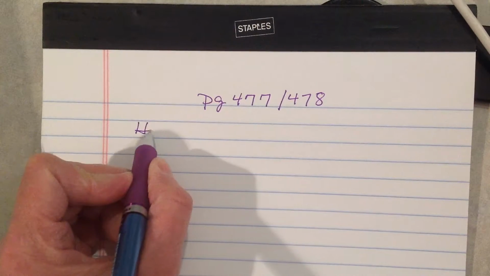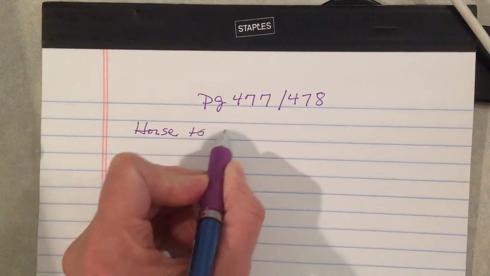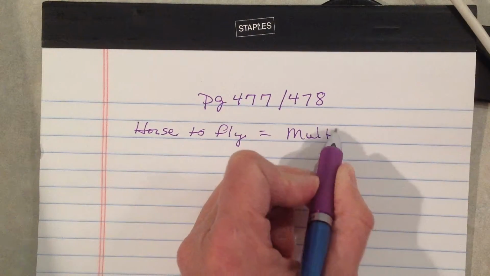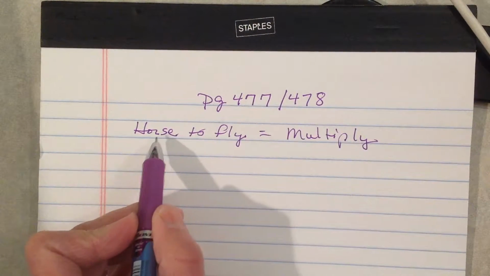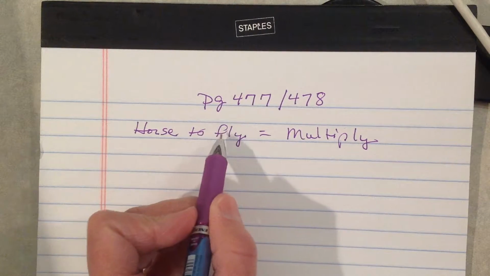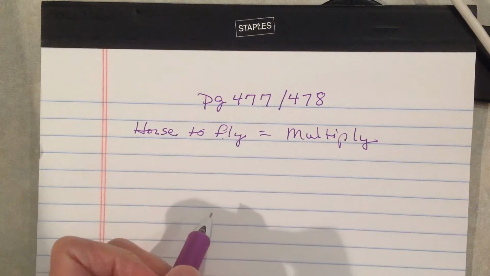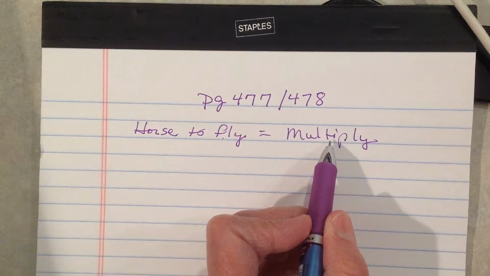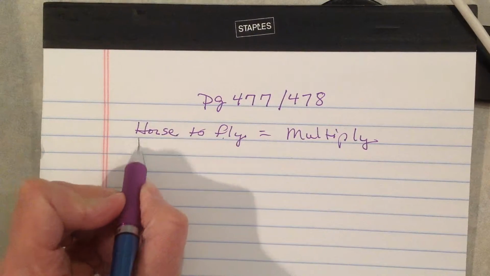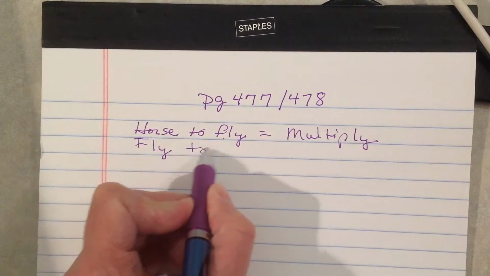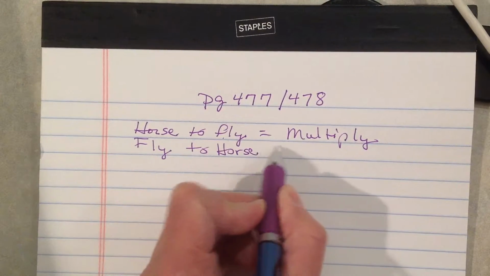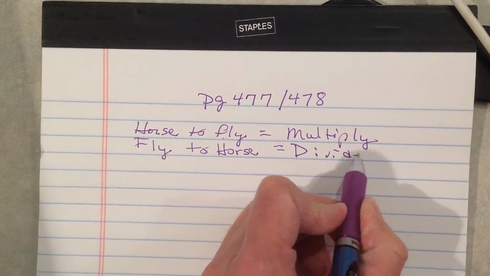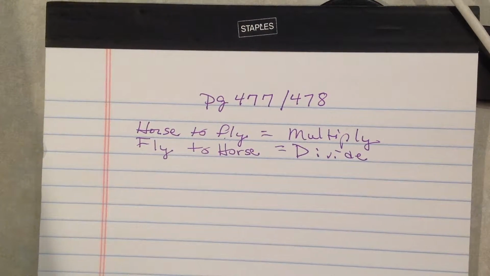If you're going horse to fly, you're going to multiply. In other words, if you're going from a large unit to a small unit, a horse to a fly, the operation you're going to use is multiply. If you're going from a fly to a horse, you divide, of course. That's all you really do.